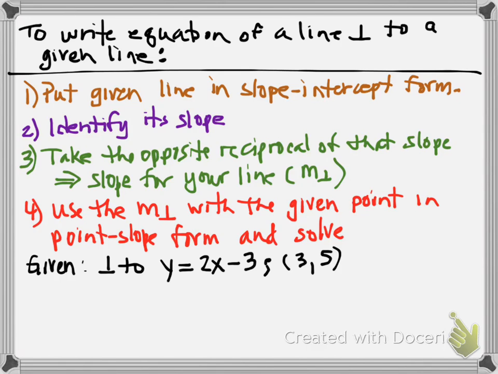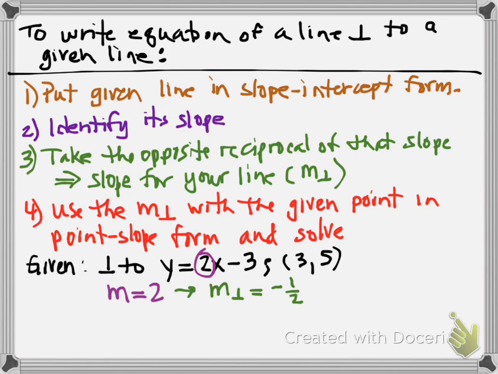They already put it in slope-intercept form, so for this first step we just need to identify the slope. So the slope for this particular one is 2. But that's not the slope we're interested in. The slope we're interested in is the opposite reciprocal of 2. What's the opposite reciprocal of 2? Opposite. Negative, and then 1/2.